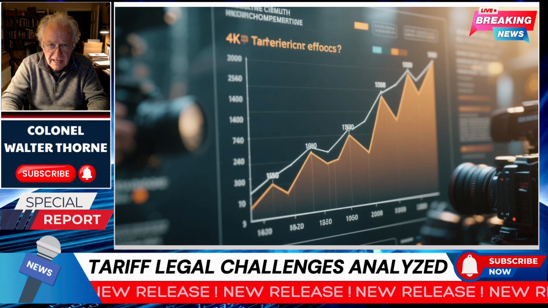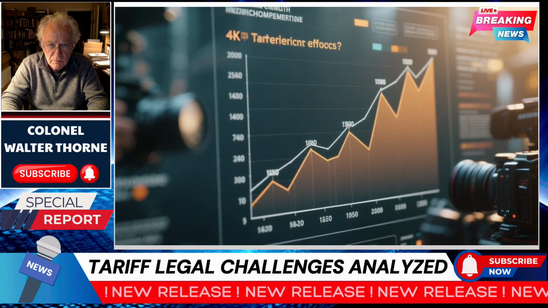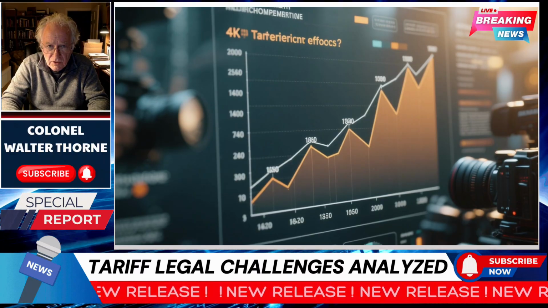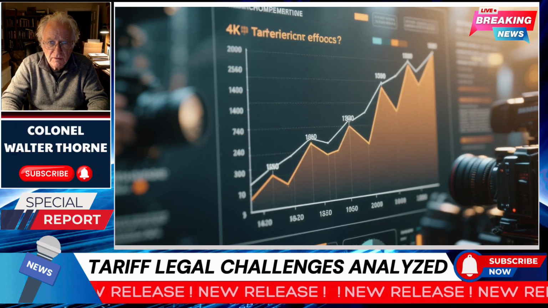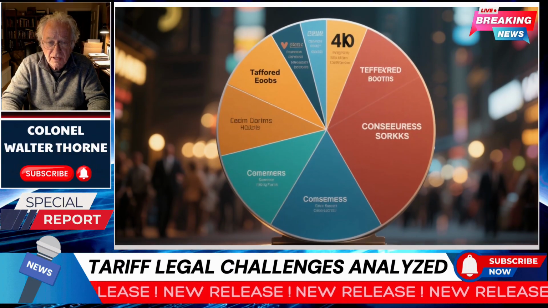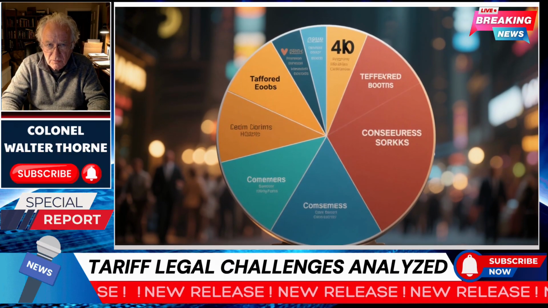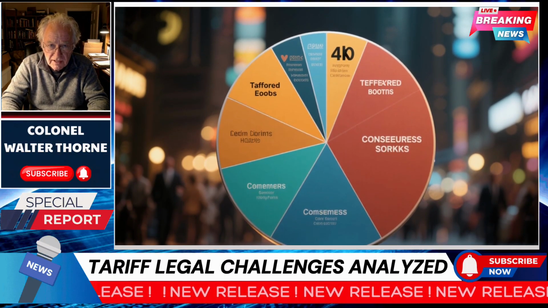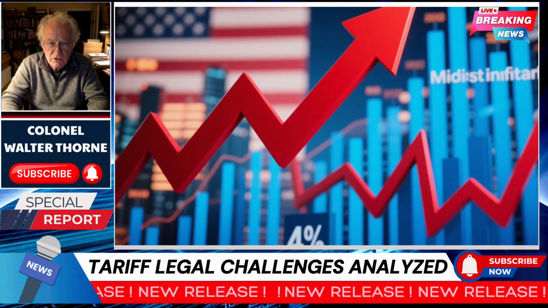The current context differs. Inflation peaked above 8% in 2022 before declining to approximately 3% in 2024. The Federal Reserve raised interest rates substantially to control inflation. Additional price pressures from new tariff measures complicate monetary policy decisions about interest rate paths.